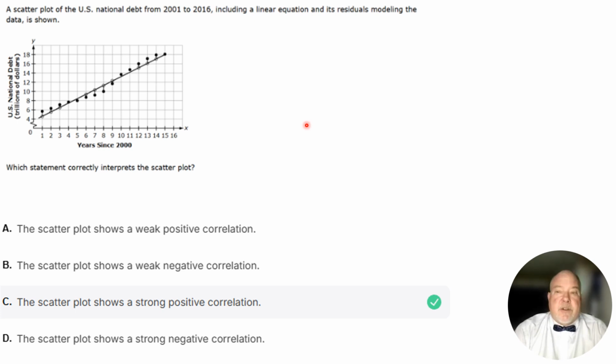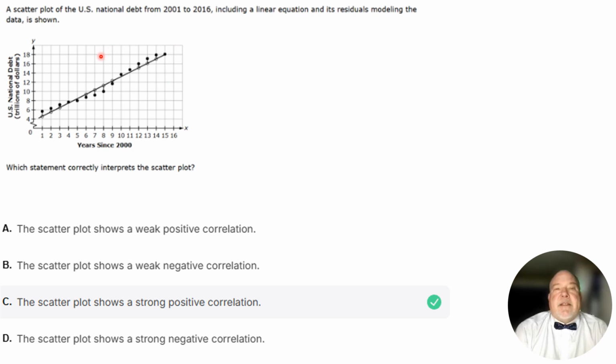So weak versus strong. Well, if the dots in the scatter plot tend to form a straight line, and you can see a good relationship here, that is a strong correlation. So this one has a strong correlation.